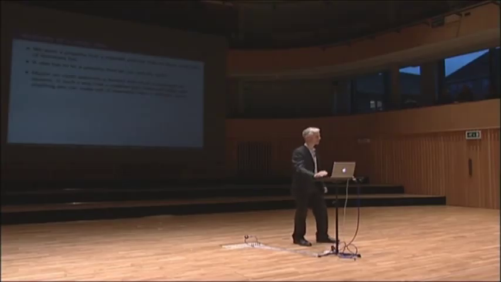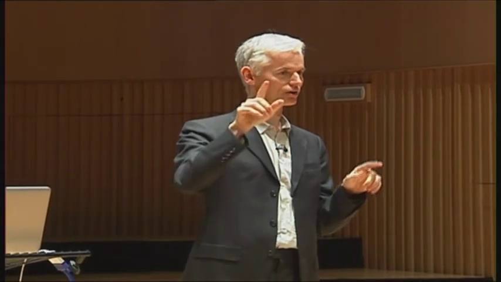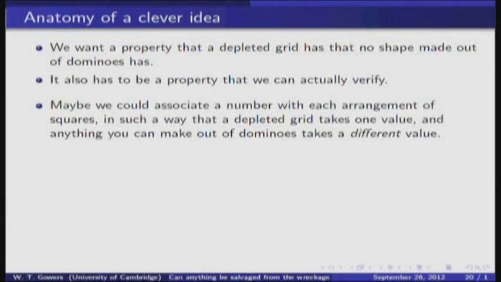So let's think a little bit about that. What sorts of properties can we associate with arrangements of squares? Some arrangements of squares you can cover with dominoes, and there are other arrangements that you can't, and we're trying to show that the depleted grid is one of the ones you can't. So how can we associate properties with arrangements of squares?